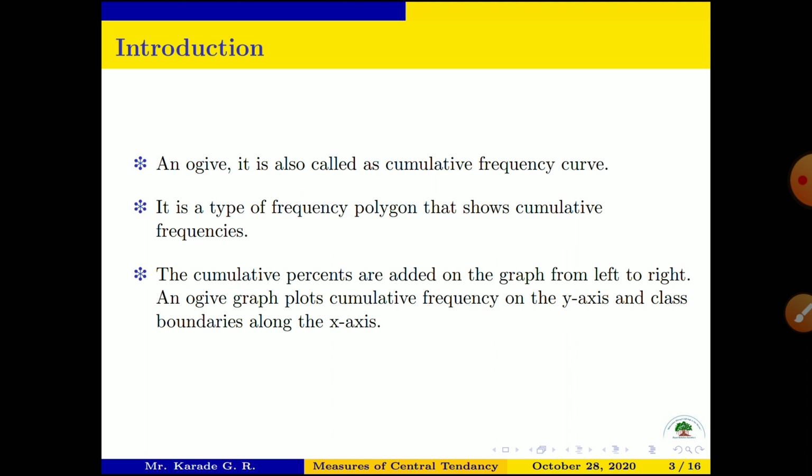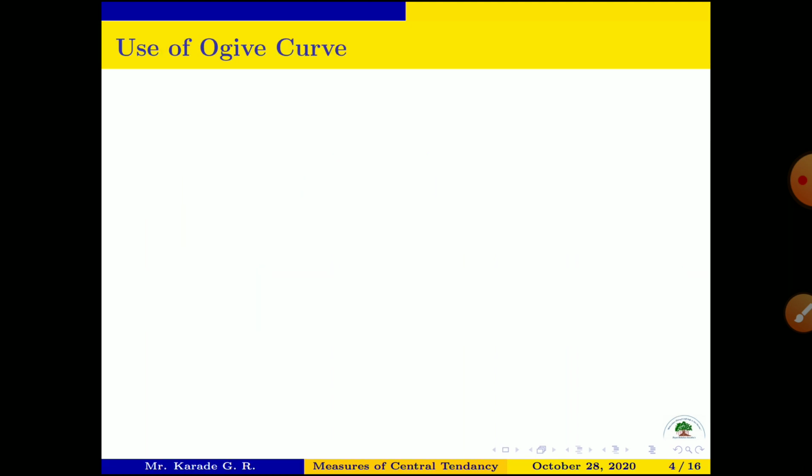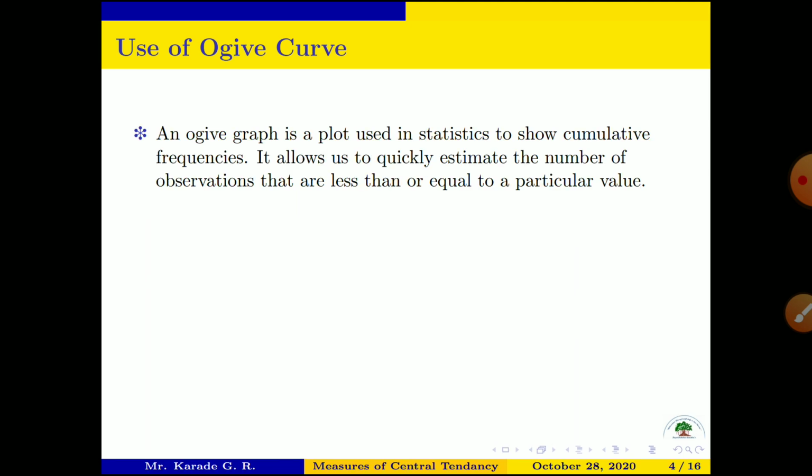So while drawing the Ogive curve on the graph paper, on the x-axis we take the class boundaries, and on the y-axis we take the cumulative frequencies. Now we see what is the use of Ogive curve. An Ogive graph is a plot used in statistics to show cumulative frequencies. It allows us to quickly estimate the number of observations that are less than or equal to a particular value.